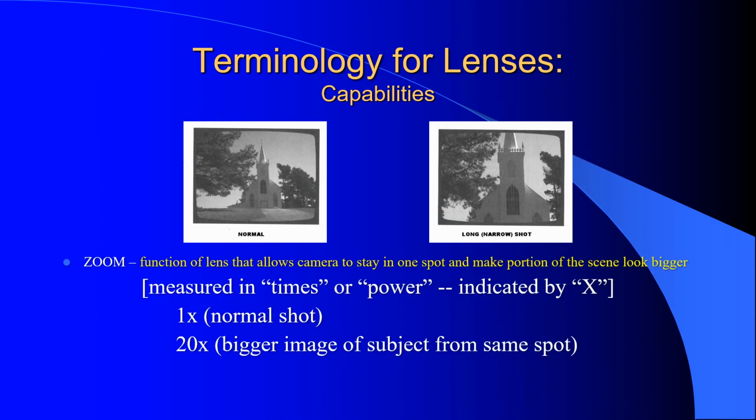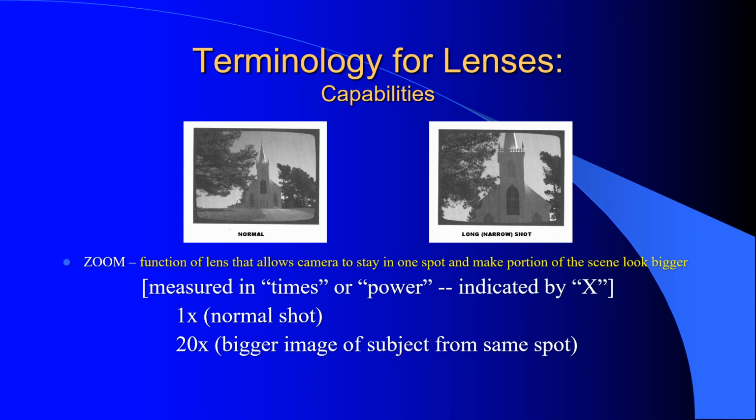How big an object can look in the frame is determined by how many times it can be magnified. That determines the power of the zoom lens, and that's indicated by X. So if we just looked at the object without the zoom lens, that would be the normal shot, and it would be 1X. It is just what it would look like with our eyes. But if you wanted to make the image 20 times bigger, then you would have a 20X lens. What it's doing is taking that normal shot and making it 20 times bigger than it would normally look.